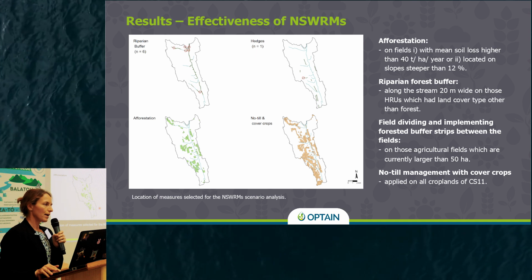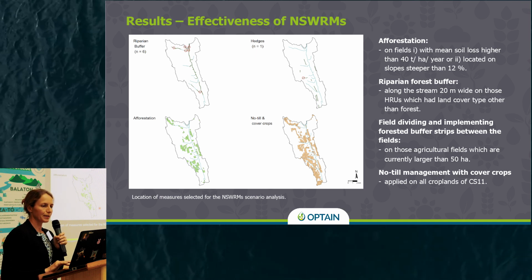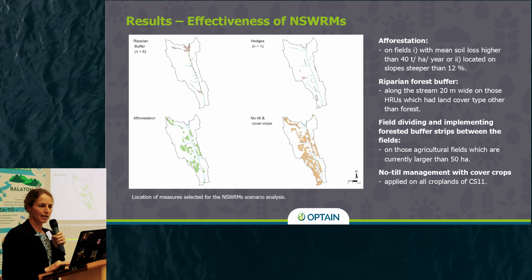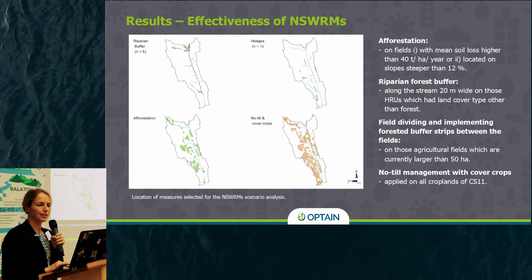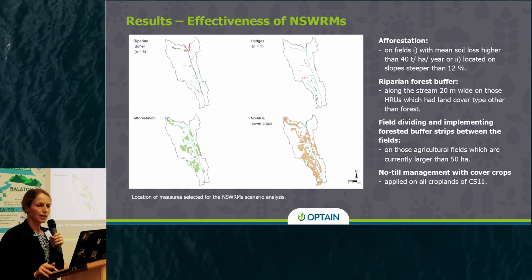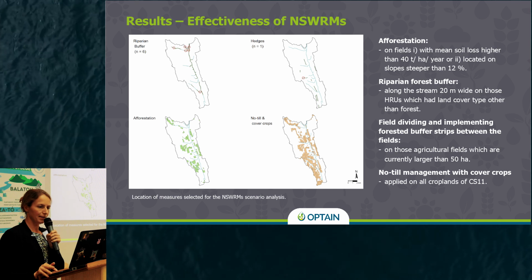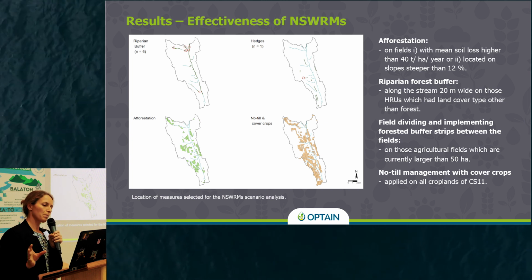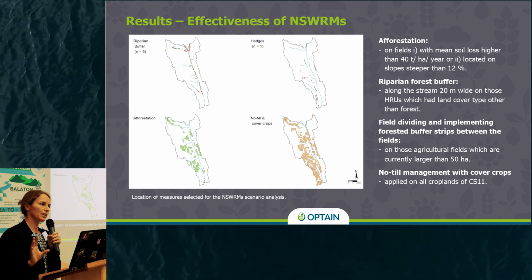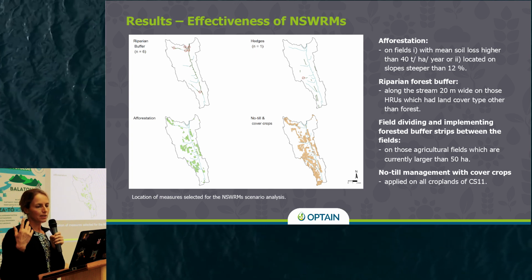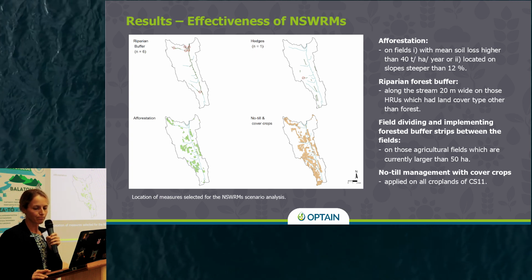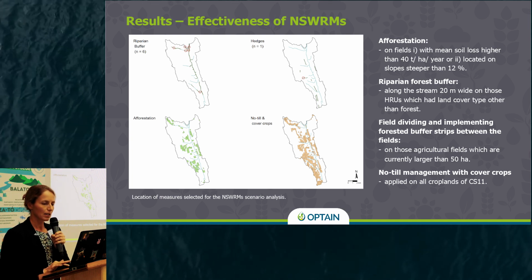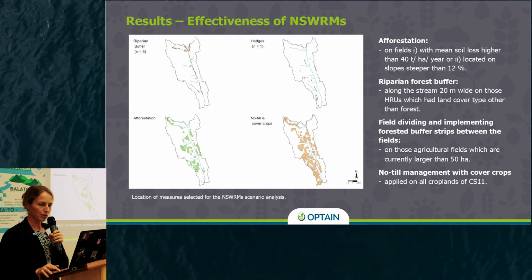Then I will show you now the effectiveness of the natural small water retention measures. So for the Tetves site, we analyzed the influence of afforestation, riparian forest buffer, field dividing, and implementing forested buffer strips between the fields. These were applied for those fields which are larger than 50 hectares, because this is the usual process applied in Hungary or suggested, and no-till management with cover crops.